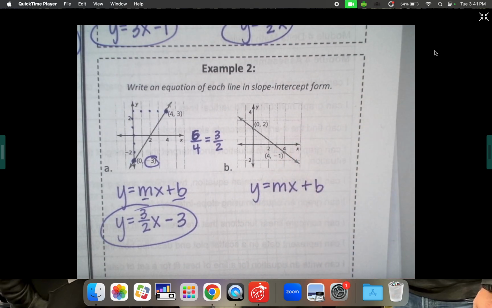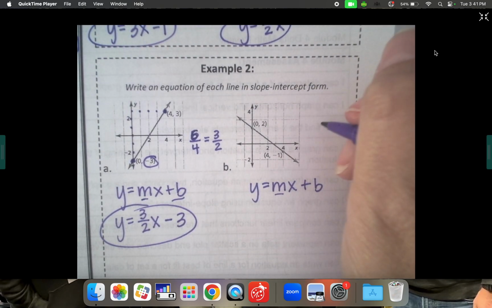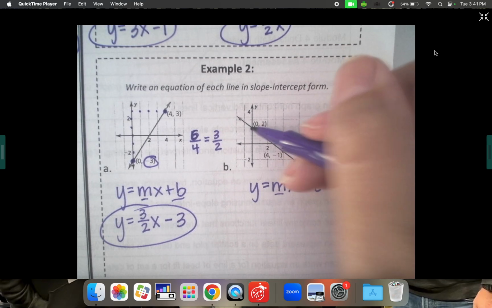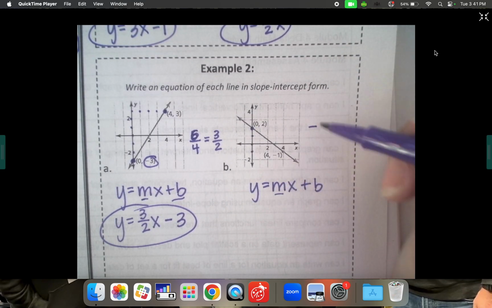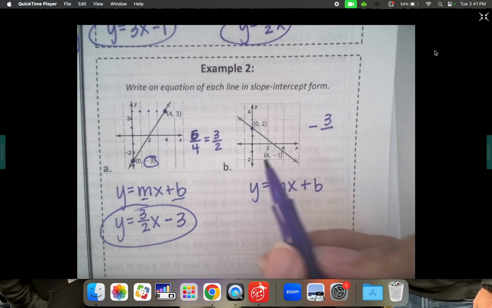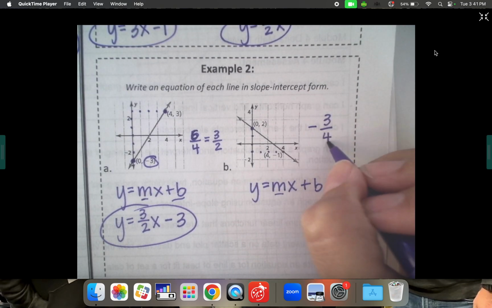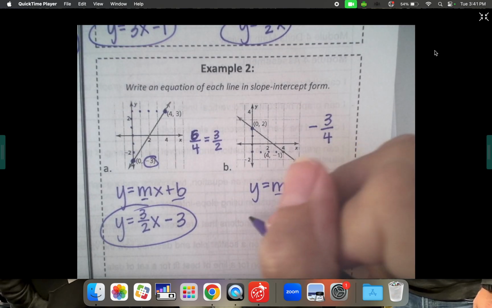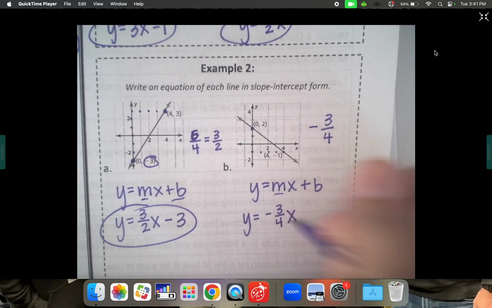M is the slope. The slope is falling, so I hope you remembered it's negative. It's going down 1, 2, 3, and it's going over 1, 2, 3, 4. So my slope is -3/4. So y equals -3/4 x.